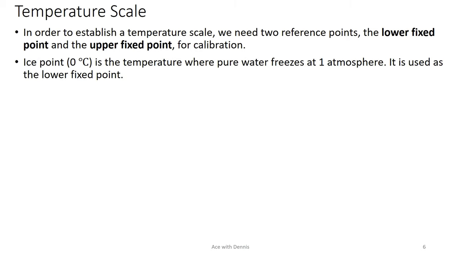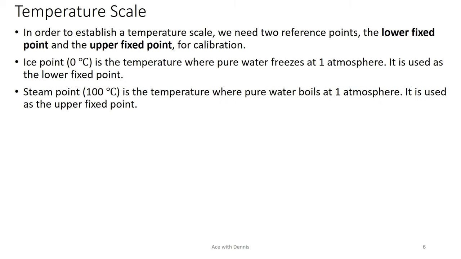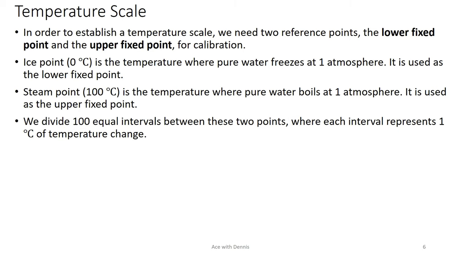Ice point, 0 degrees Celsius, is the temperature where pure water freezes at 1 atmosphere. It is used as the lower fixed point. Steam point, 100 degrees Celsius, is the temperature where pure water boils at 1 atmosphere. It is used as the upper fixed point. We divide 100 equal intervals between these two points, where each interval represents 1 degree Celsius of temperature change.